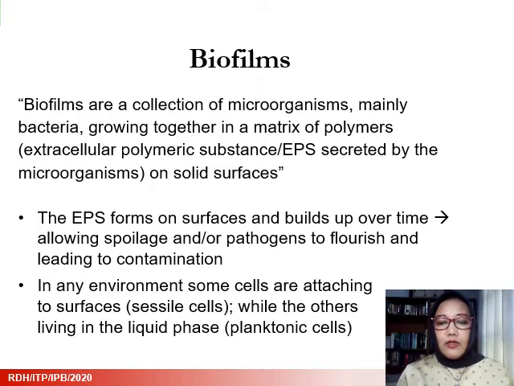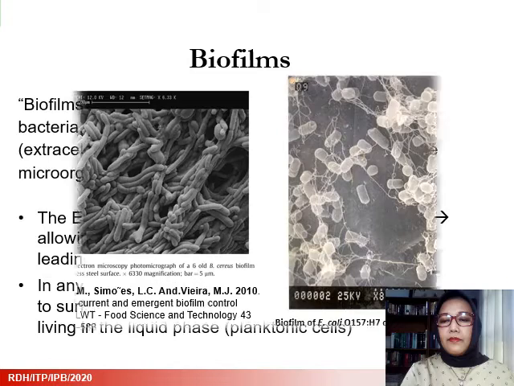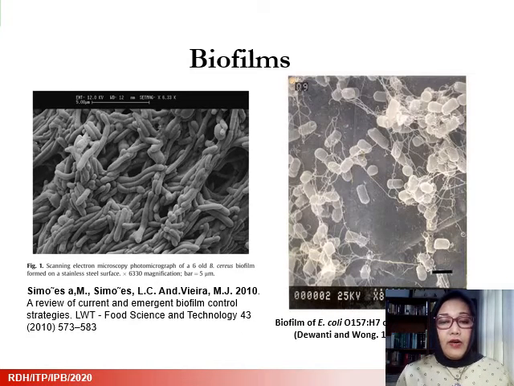Sessile cells refer to cells that are attached to surfaces, while cells that are growing or living in a liquid phase are called planktonic cells. These are images of biofilms. On the left, you can see Bacillus cereus biofilm on a stainless steel surface. And on the right, you can see E. coli O157:H7 biofilms on a similar surface.